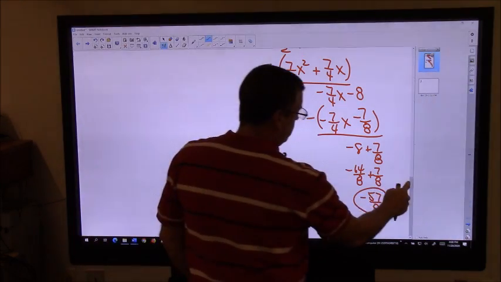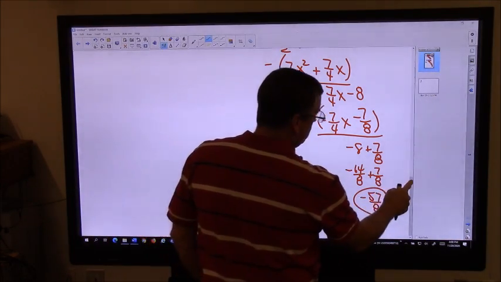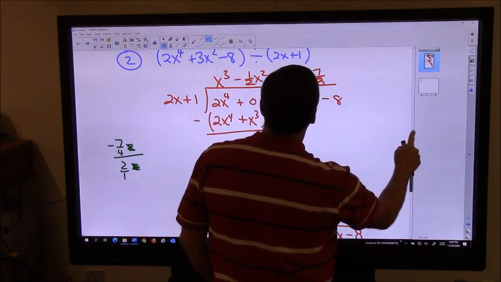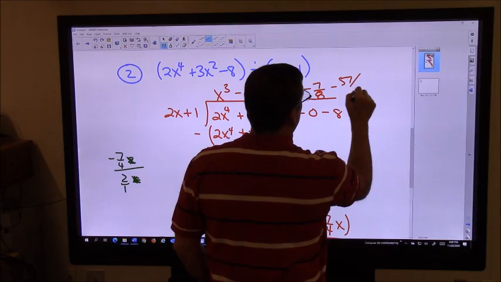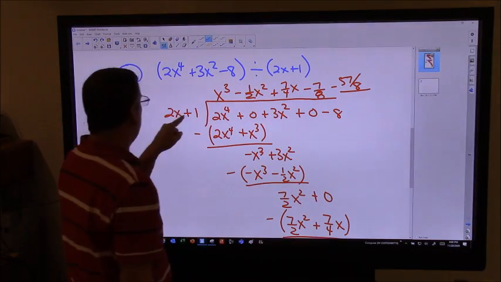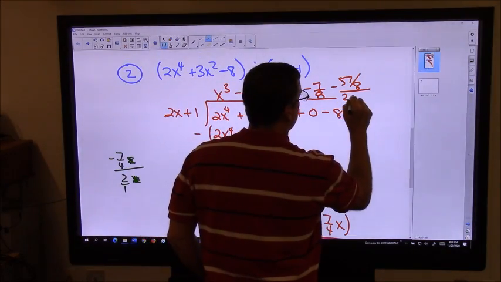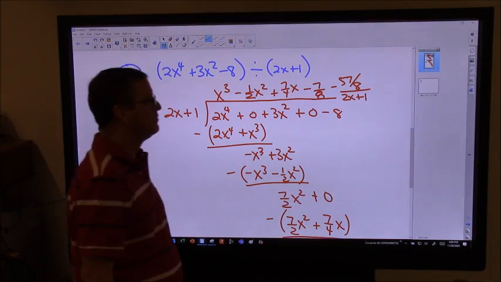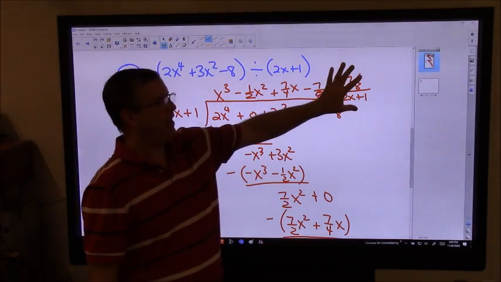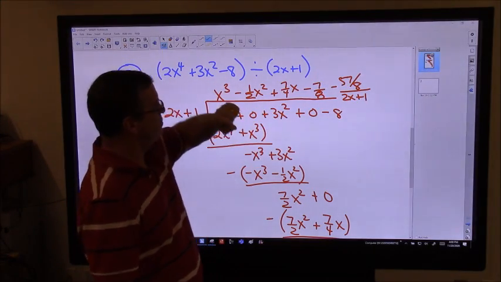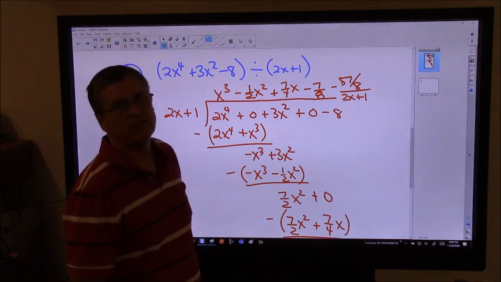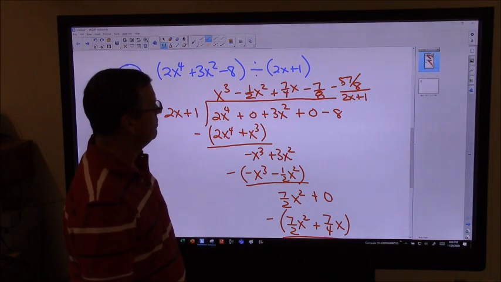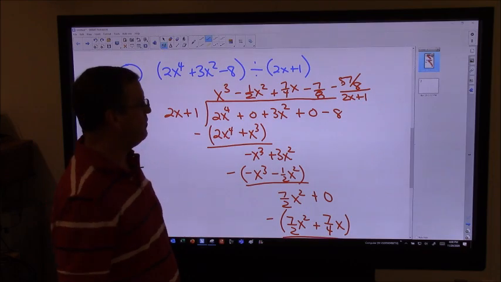And so what I want to do is I want to say minus that over whatever I'm dividing by. Minus 57/8 over 2x plus 1. And I wouldn't call that really simplified because it's a fraction within a fraction. It's a complex fraction. So how do we divide that?